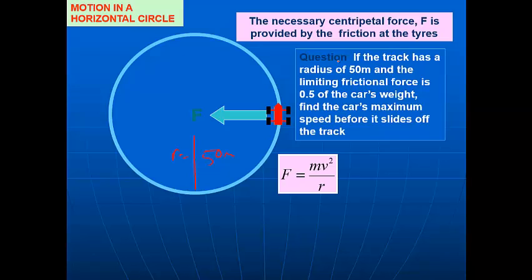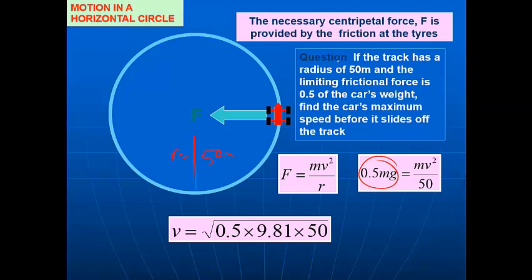This is where we just use our F equals ma equation, but for centripetal motion. And we're using half of the car's weight here, 0.5 mg. That's the maximum frictional force before the car will slide out. So rearranging for velocity, square rooting, we get a lovely answer of 15 meters per second.